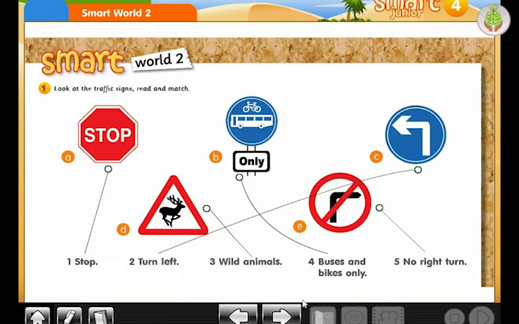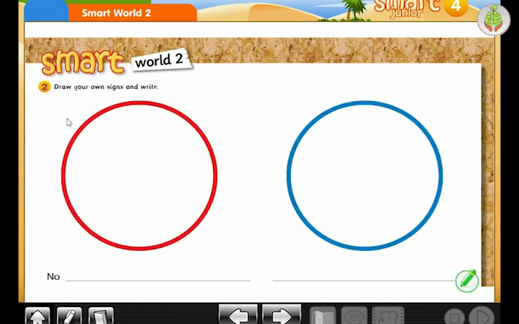Thank you very much. Now, let's go to exercise 2. Exercise 2 says, draw your own signs and write. Okay, so we're going to draw here. Look, they say no, for example, no entry. Do you remember the sign? How can we draw no entry?